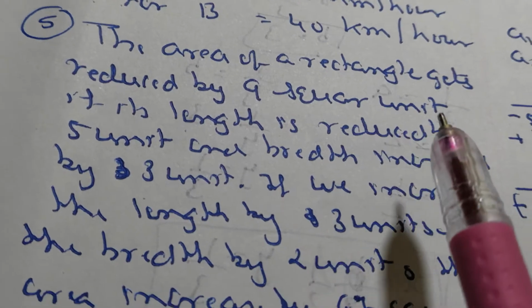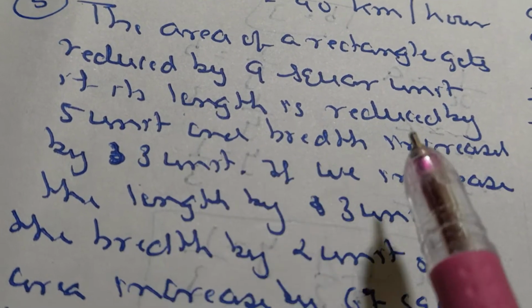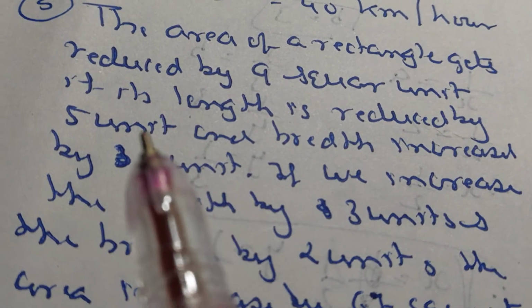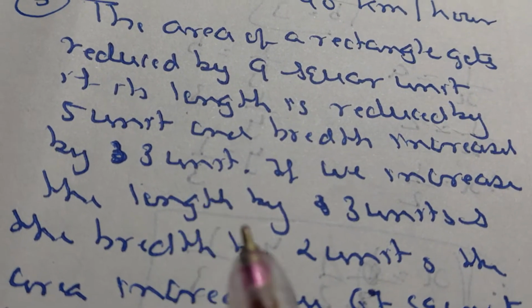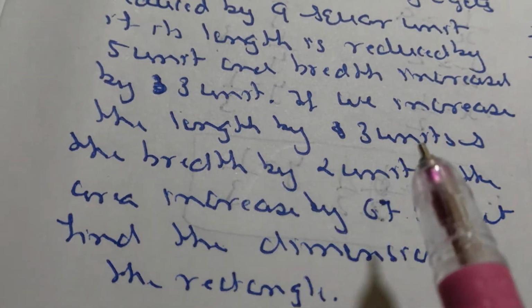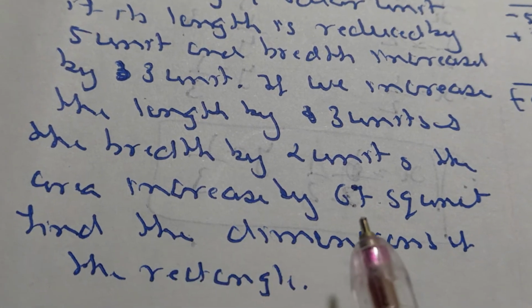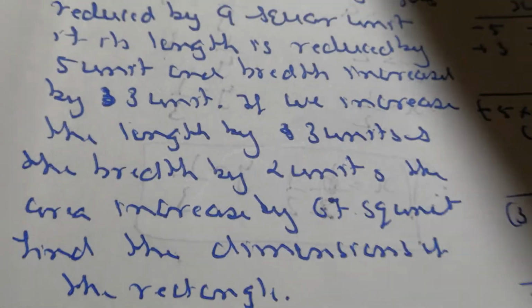Now next one. The area of a rectangle gets reduced by 9 square units if its length is reduced by 5 units and breadth increased by 3 units. If we increase the length by 3 units and breadth by 2 units, the area is increased by 67 square units. Find the dimensions of the rectangle.